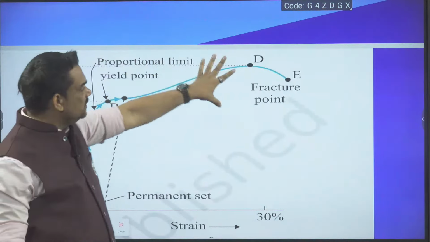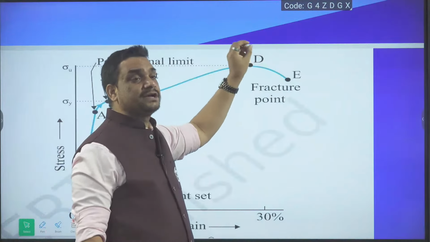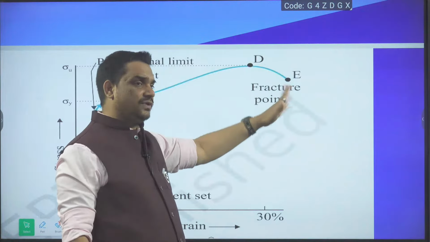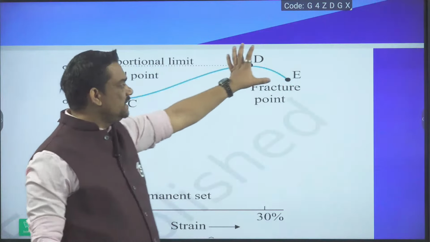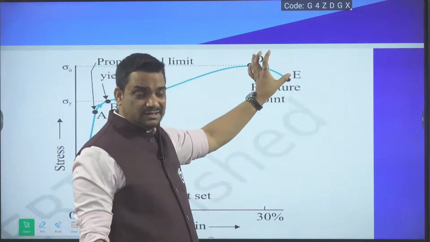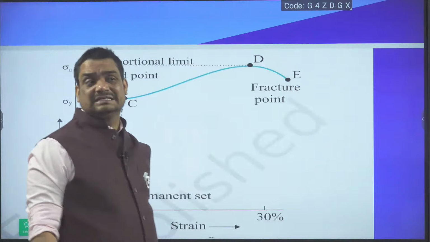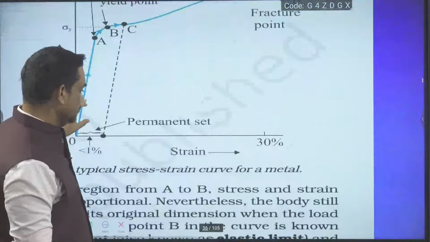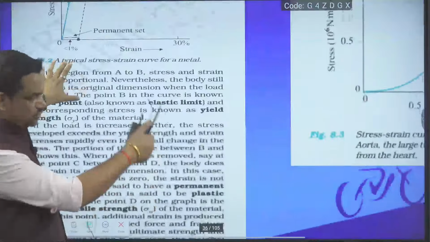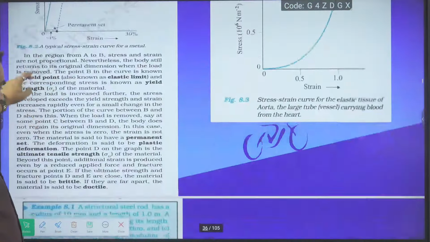D is the maximum stress you can apply. More than this, it will break, and finally it will break at E. If this region is small, it breaks suddenly, and it is brittle. If this is large, it is ductile. And you need to remember this stress-strain graph for the elastomer.